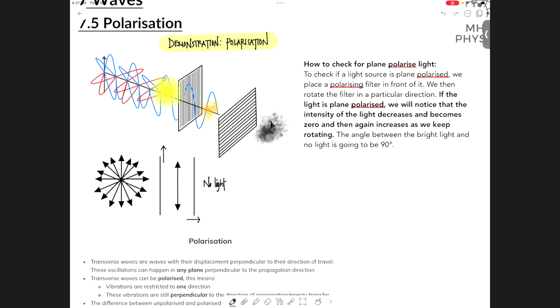I would prefer that you don't copy. We started a little late, so I want to wrap up the topic. So what I said so far, I'll read it out for you. To check if a light source is plane polarized, we place a polarizing filter in front of it. If the light is plane polarized, we'll notice that the intensity of light decreases and becomes half the initial value. If we keep rotating the second filter, eventually what will happen to the brightness? It goes to zero. No light is going through, and that's going to be at 90 degrees. So if you keep rotating, you'll notice that it becomes completely dark. And if you go back again, what will happen? It'll come back again. Okay, light.